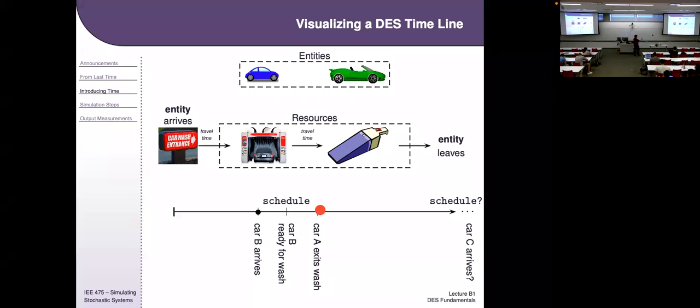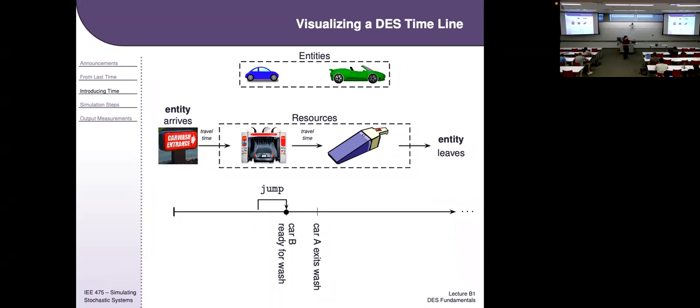The only thing we know is that car B will be ready here. Car C, which I haven't brought up here, but if there is a car C, we can also schedule when car C arrives. That would be the only other thing we would schedule. And then we jump ahead. We ask, what's the next event in the event calendar? Car B being ready to wash. Well, car B is just sitting there waiting, so there's not really anything we can do because the system state does not change. And if the system state does not change, then there's probably no reason to schedule another event.